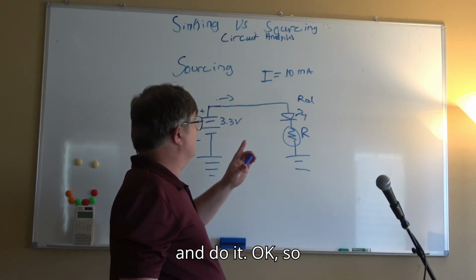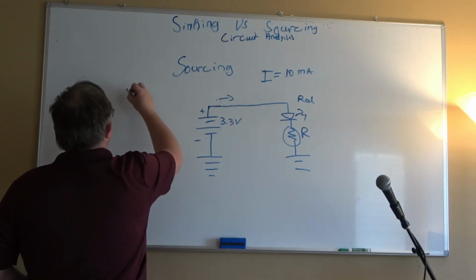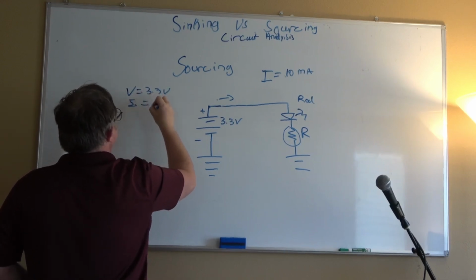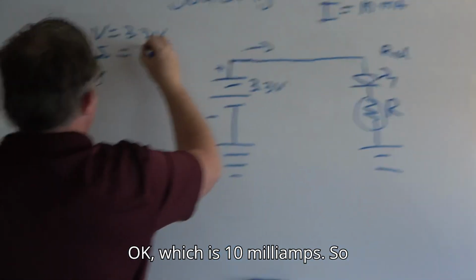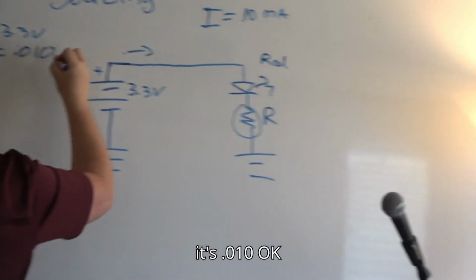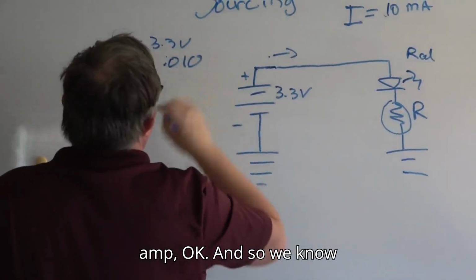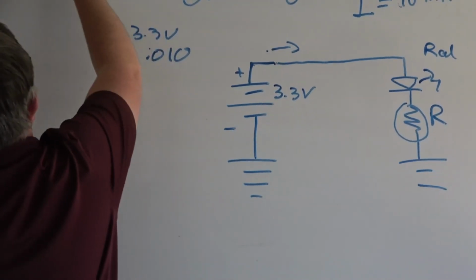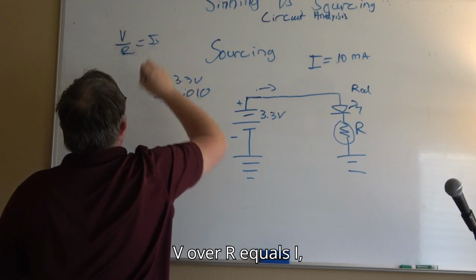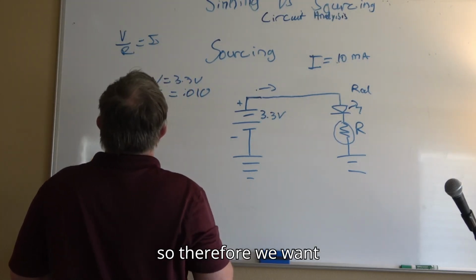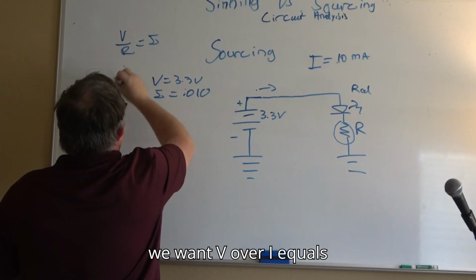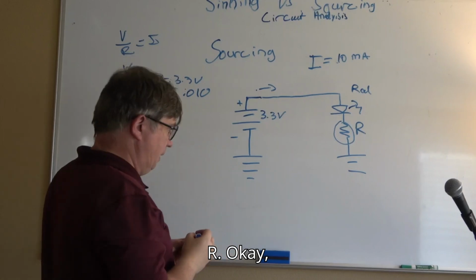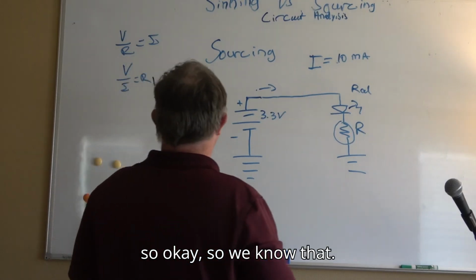So we got a voltage here, 3.3 volts. We got an I here, which is 10 milliamps, so it's 0.010 amps. And we know that we have Ohm's law, V over R equals I, so therefore we want V over I equals R.